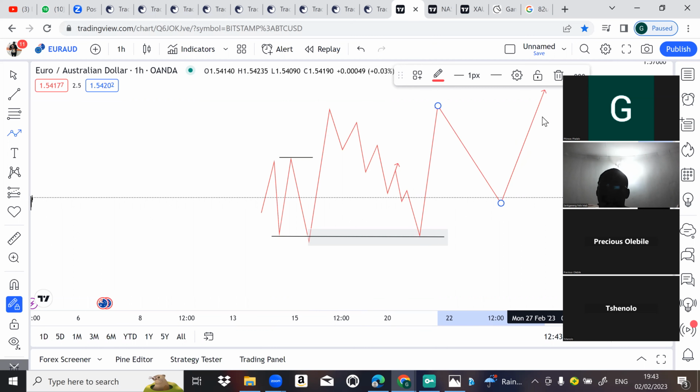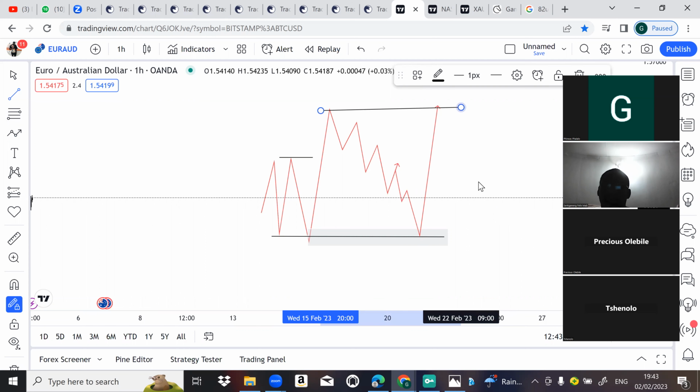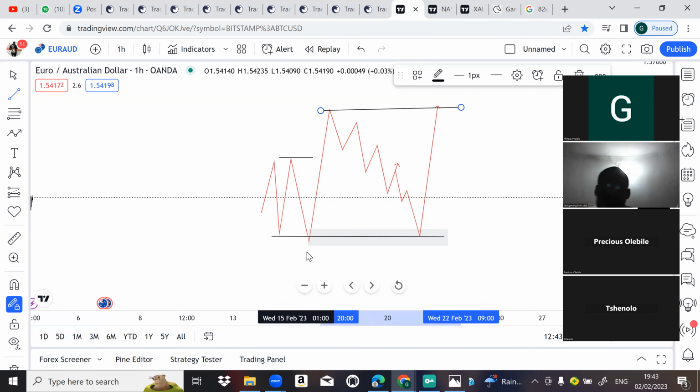When you buy, your take profit is supposed to be this high. Your stop loss has to be below your order block. You just have to create room for manipulation, and then the stop loss goes below the order block. So this is a basic smart money setup.